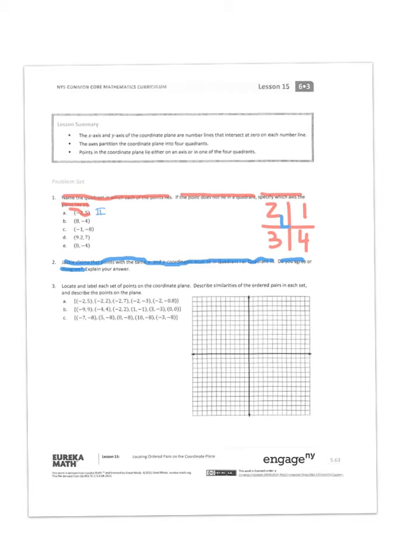Number 3, locate and label each set of points on the coordinate plane. Try to pick a different color for letter A, B, and C. So letter A could be blue, all the points for letter B could be green, all the points for letter C could be the last different color. And you do have to write the similarities of all these pairs. How are they all similar? Do they land in the same quadrant? Do they land on the same line or axis? You have to explain.